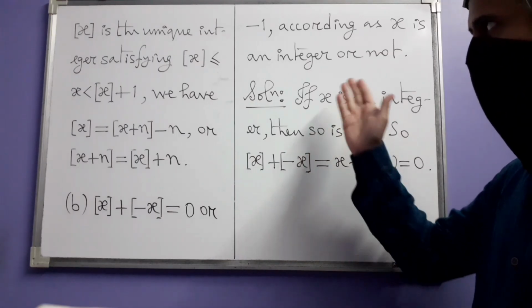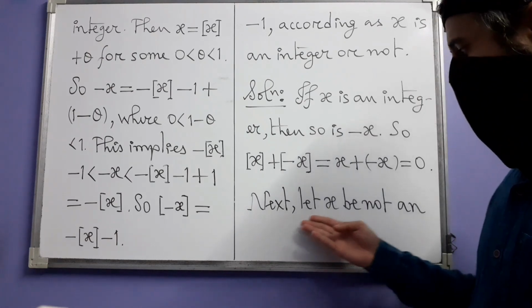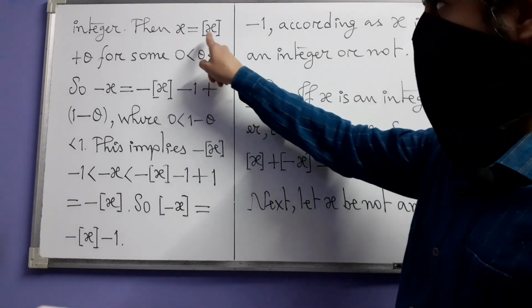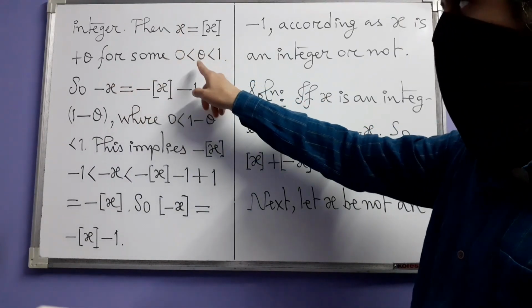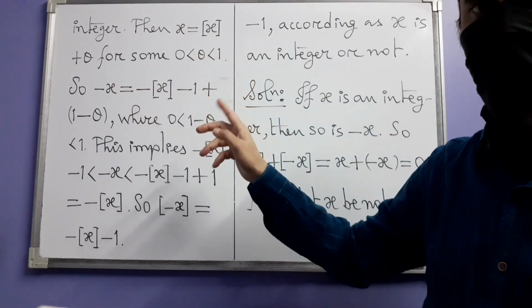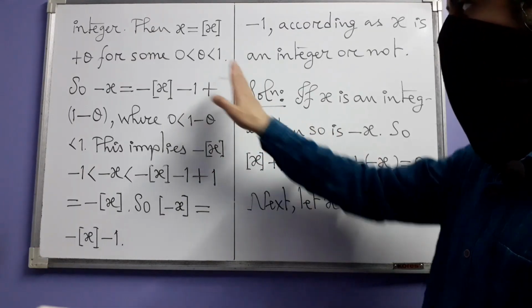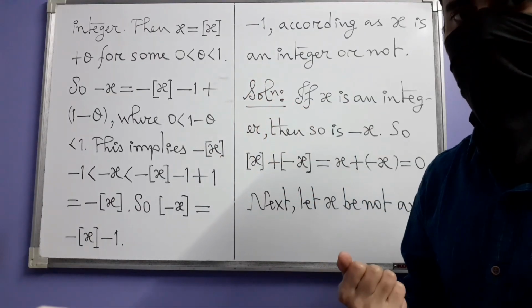Now we are going to consider the second case where x is not an integer. So we next assume that x is not an integer. Then x can be written like this: the greatest integer value of x plus theta, where theta is a real number lying between 0 and 1. Theta is positive and is less than 1. Actually this theta is nothing but x minus the greatest integer value of x.